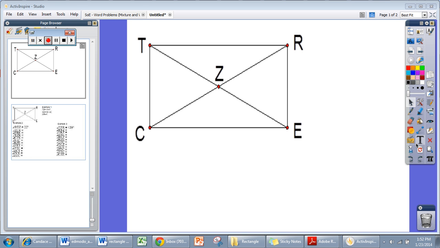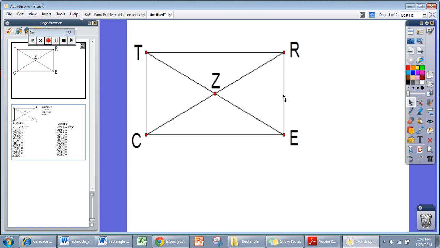Alright, so I'm making good use of my snow day and recording a video on some rectangle properties. A rectangle is a parallelogram, so therefore it has all the same properties of a parallelogram, which means my opposite sides are parallel, so let's go ahead and mark those.